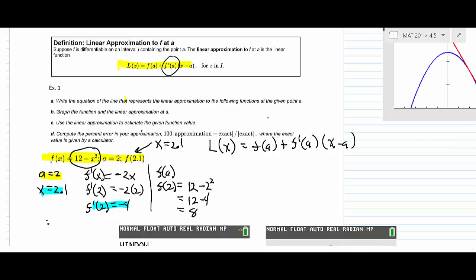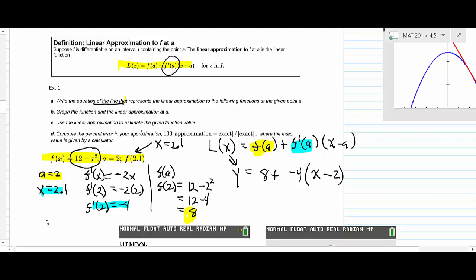Now let's put what we have. L of x, you can think of that, if you want, as y, because we're finding an equation of a line. So it's going to be like y equals mx plus b. What did we figure out f of a is? 8. That's the function value. How about f prime of a? That was negative 4. So that's going to be negative 4. And then x is just a general variable on that, so that's going to be our variable. And then a was 2, like that.